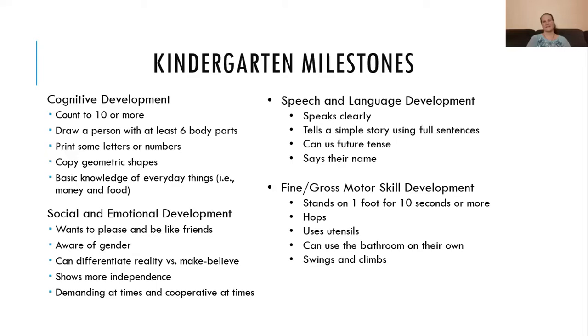In terms of speech and language development, they should be able to speak pretty clearly, and tell a pretty simple story like, oh, I took the dog outside today. They can use future tense, so oh, going to the park, and they are able to say their names. In terms of motor skill development, they should be able to stand on 1 foot for about 10 seconds. Use utensils, so forks, spoons, butter knives, preferably not sharp knives. They should also be able to use the bathroom on their own, and be able to swing and climb.